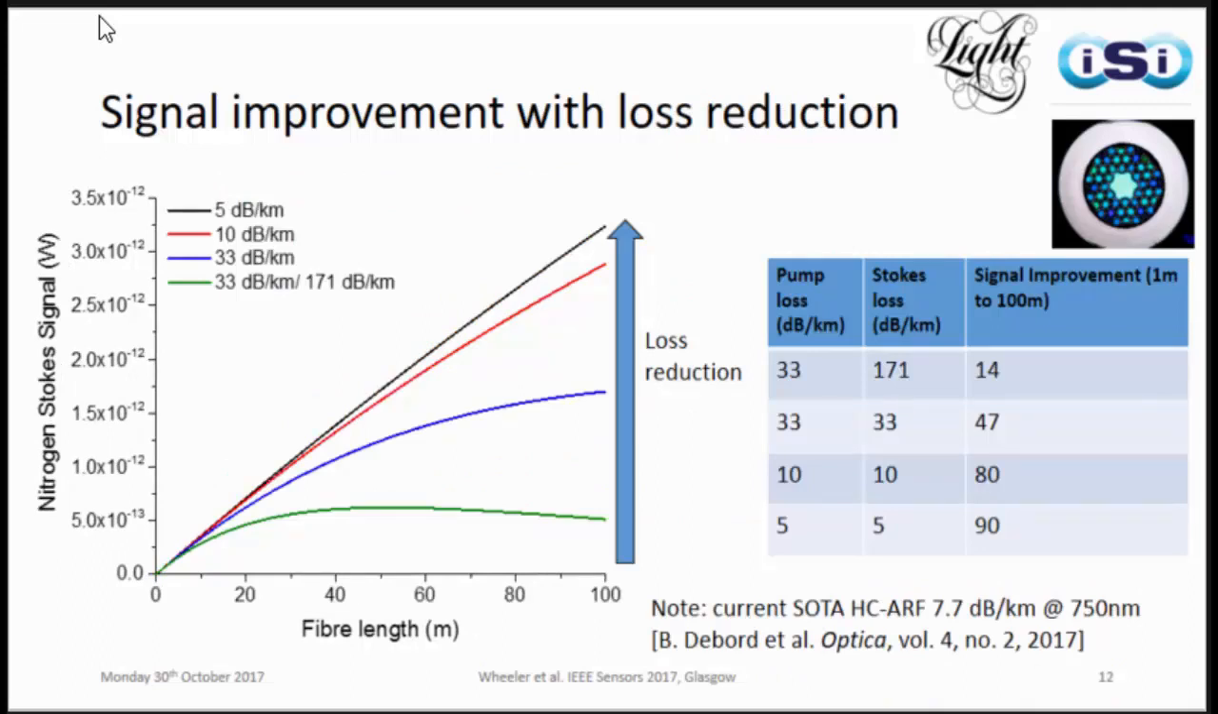The state of the art for hollow-core anti-resonant fibre is around 7 to 8 dB per kilometre at 750 nanometres. So if we have a fibre where the pump loss is 5 dB per kilometre and the Stokes loss is around 5 dB per kilometre, we could actually then see an almost linear increase in the Stokes power. If we scale up the fibre, for example, from 1 to 100 metres, we'd see an improvement of around a factor of 90. But then you have to think, these lengths are very long. So unless you're thinking of distributed sensing, for a lot of applications, this is not practical, and you have to consider the implications on the response time of any device.